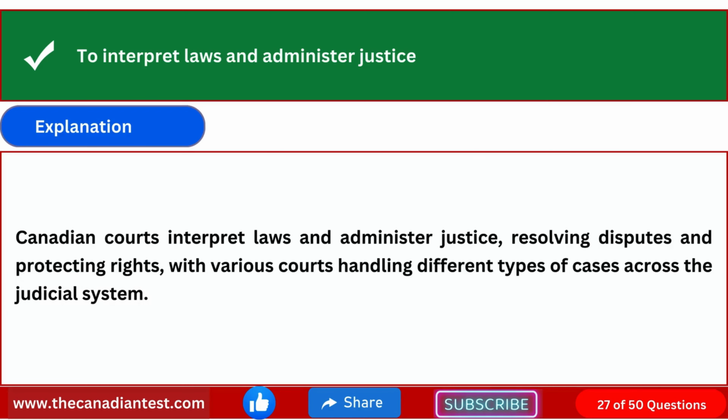The correct answer is to interpret laws and administer justice. Explanation: Canadian courts interpret laws and administer justice, resolving disputes and protecting rights, with various courts handling different types of cases across the judicial system.